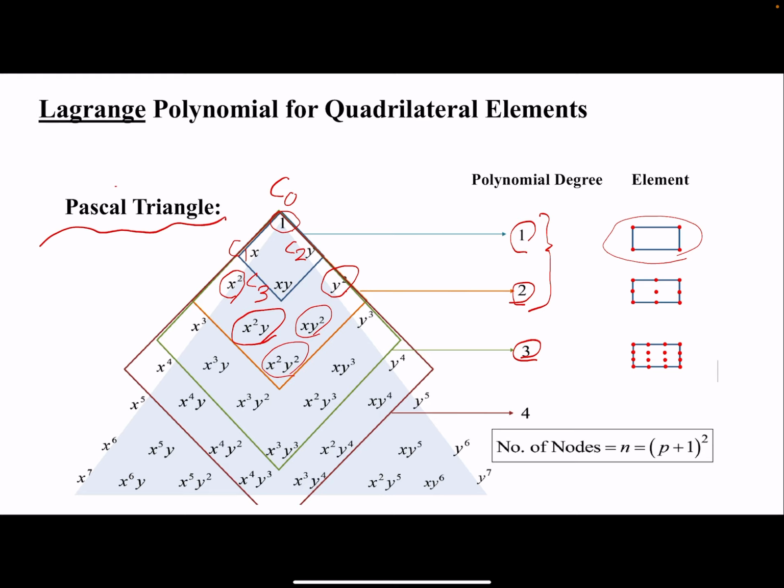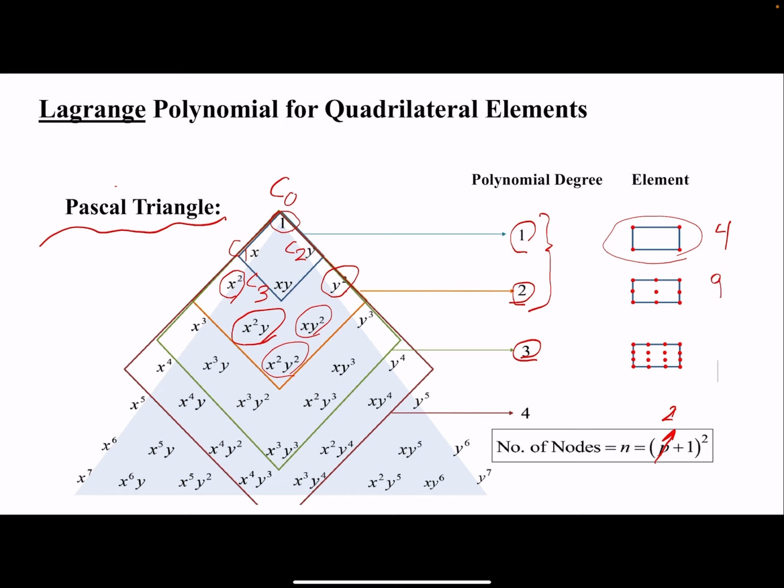But if you have an application that requires higher order interpolation functions, you can come to the Pascal triangle and it tells you what components you need to have. So the number of nodes, we can use this equation, p plus 1 squared. That means that if our element is linear, p is 1, 1 plus 1, 2, 2 squared would be 4. So we have 4 nodes. If p is 2, 2 plus 1, 3 squared, that would be 9 nodes.